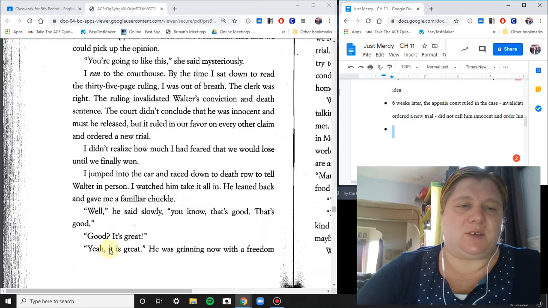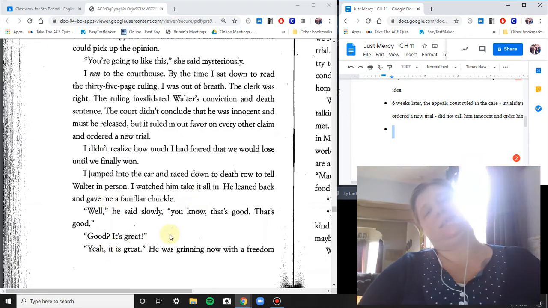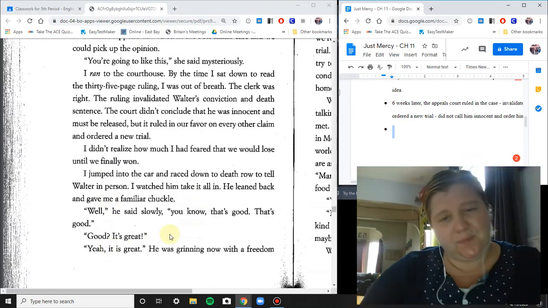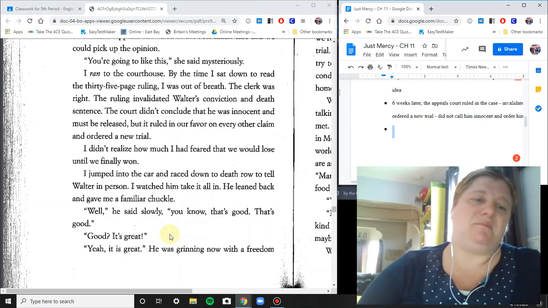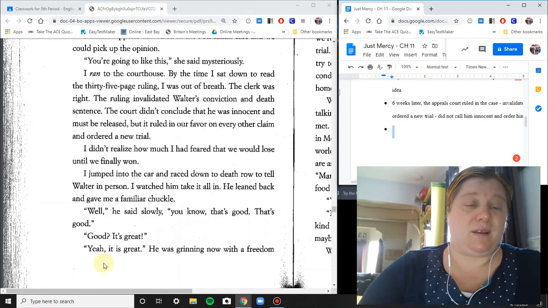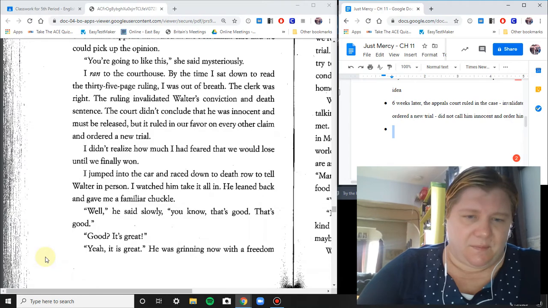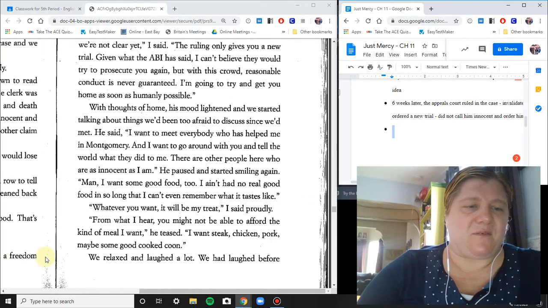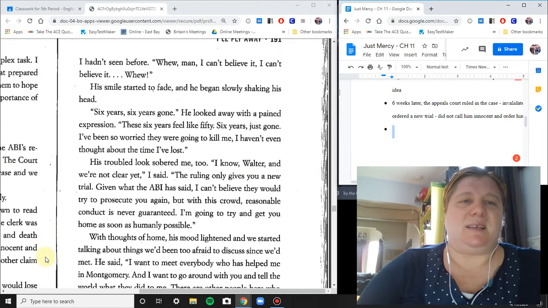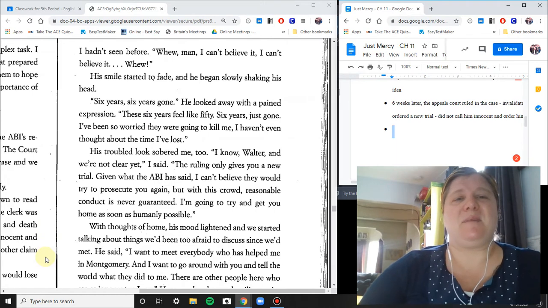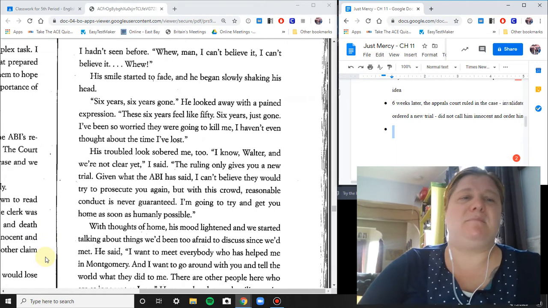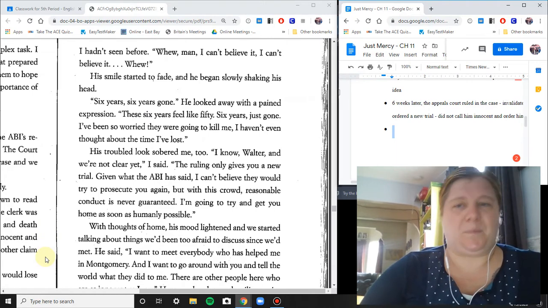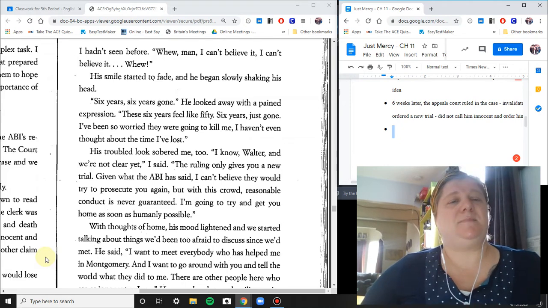I watched him take it all in. He leaned back and gave me a familiar chuckle. Well, he said slowly, you know, that's good. That's good. Good. It's great. Yeah, it's great. He was grinning now with a freedom I hadn't seen before. Oh, man, I can't believe it. I can't believe it. Whew.